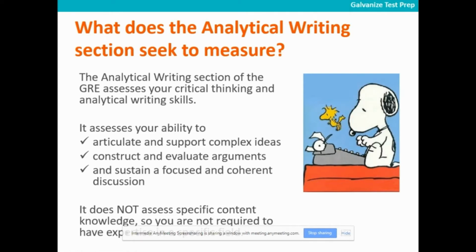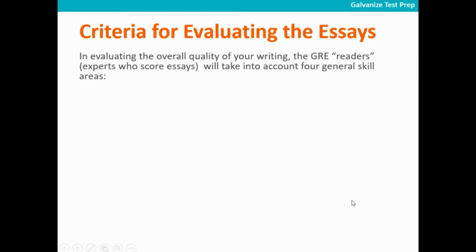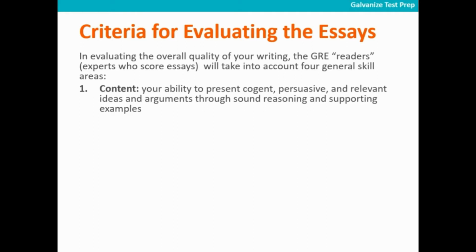All right, so let's go a little bit into the criteria involved in evaluating the essays you're going to be writing. When they're assessing the quality of your writing, the testers, the ones who score your essays, will be taking into account these 4 skills. 1, the content of your essay. That is your ability to present a cogent, a persuasive, relevant essay, relevant ideas and arguments with sound reasoning and supporting examples. Okay, so when I say that, I mean that your reasoning is what's the most important thing here.